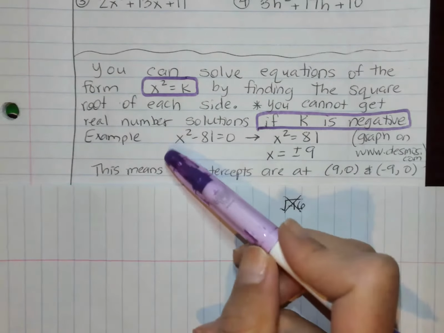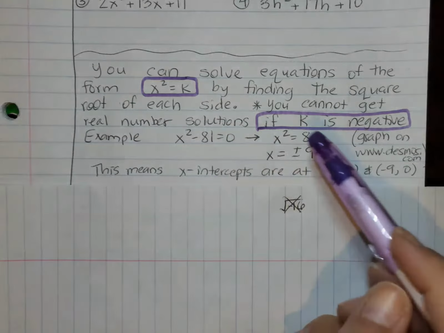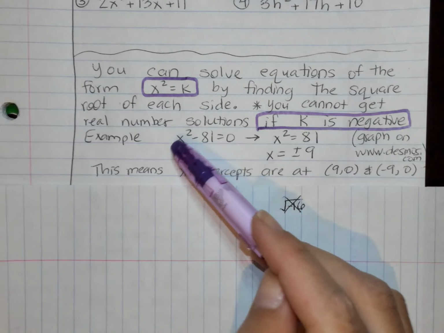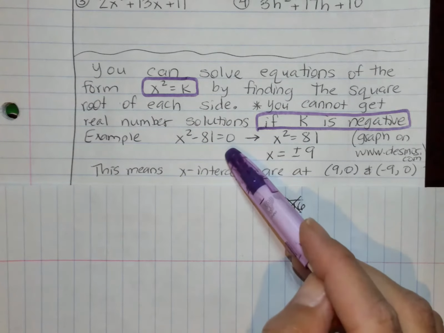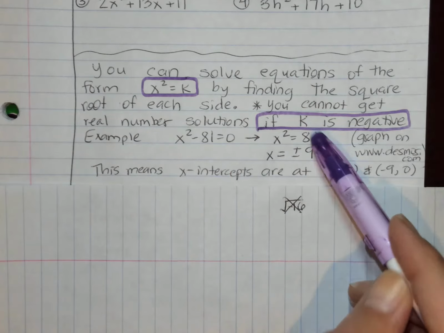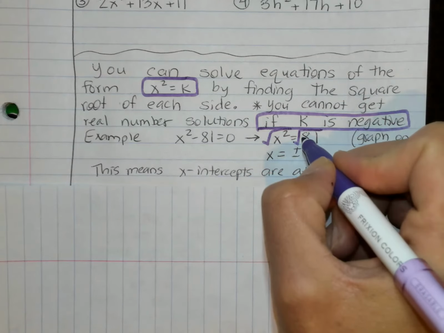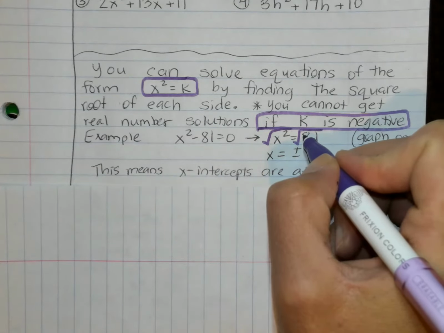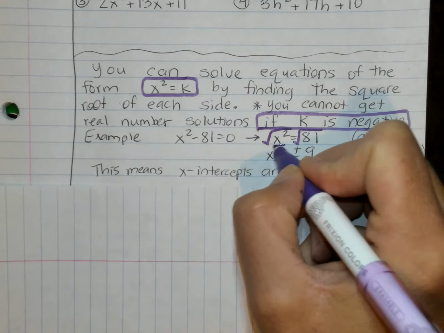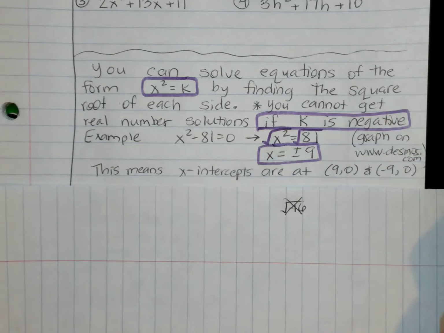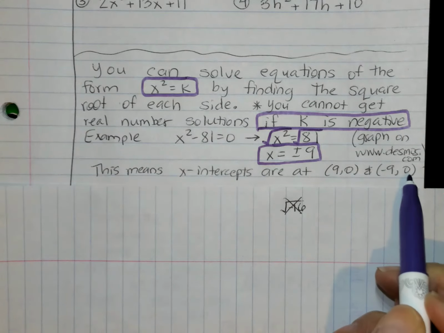If you have this as your equation, x squared minus 81 equals 0, you solve it by isolating the x squared. You want to get x squared alone. So you would add 81 to both sides. It cancels on the left, and then 0 plus 81 is 81. So then we get this. And then what we do is we square root both sides. When you square root a number, you have two possible solutions, a positive and a negative of the square root. The square root of 81 is 9, so the answers are positive and negative 9. This means x-intercepts are at 9, 0 and at negative 9, 0.